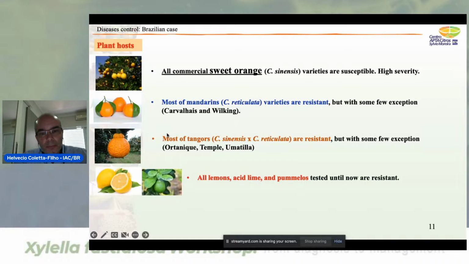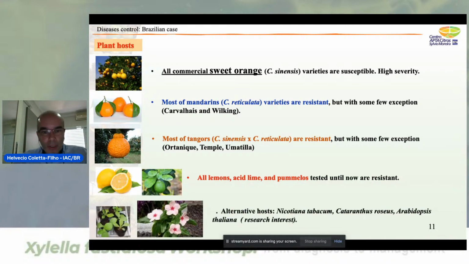In tangors, for example, some tangors like Ortanique, Temple, and Umatilla are susceptible, but the most cultivated tangor, Murcott, a hybrid between sweet orange and mandarin, is resistant also. And all the lemons, as well as limes and pomelos, are also resistant to Xylella fastidiosa.